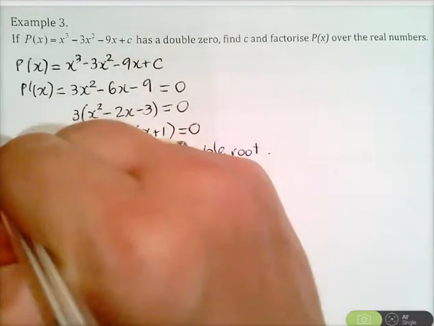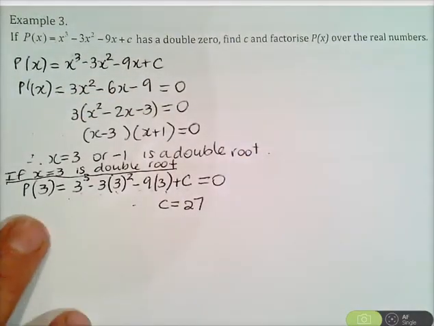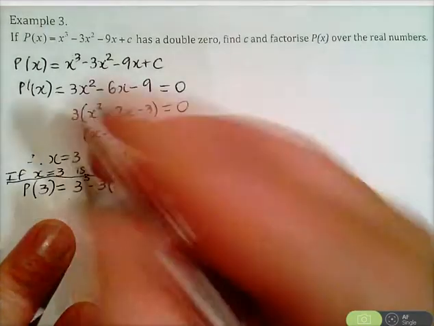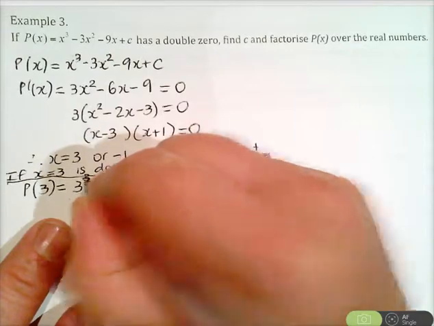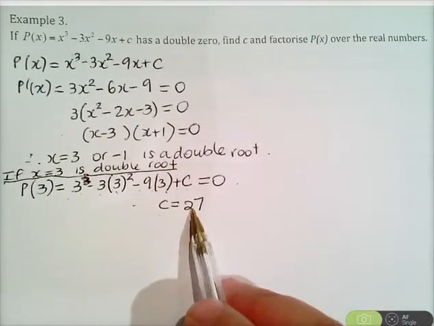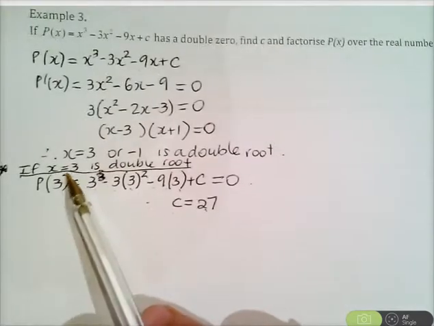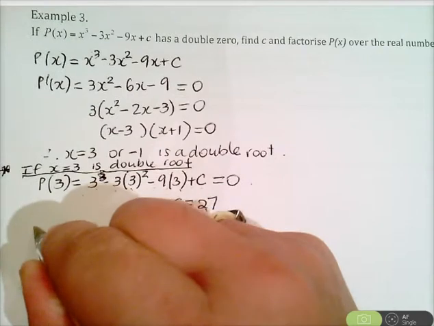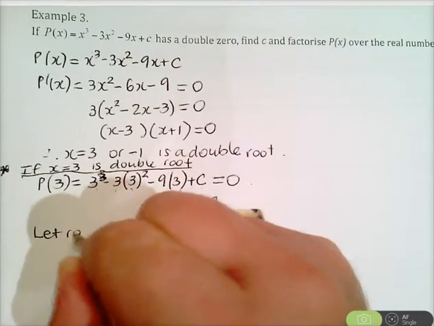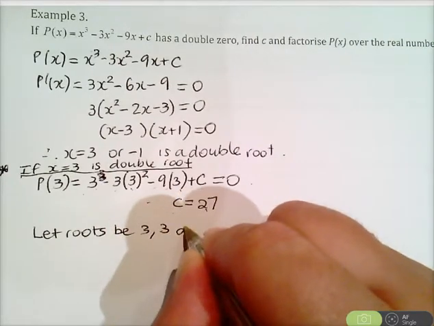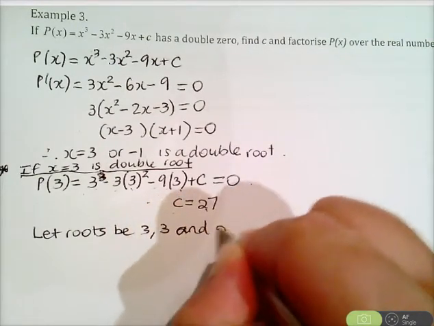So if x equals 3 is a double root, then p of 3 will equal 0. We've just calculated what p of 3 is here, and we would get 0. This means that c would be 27. Now, if x equals 3 is the double root, then we could let the roots be 3, 3, and alpha.